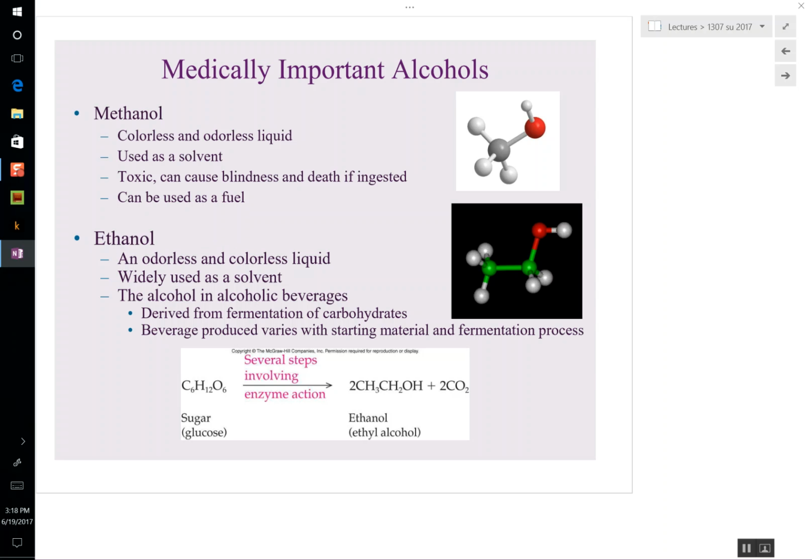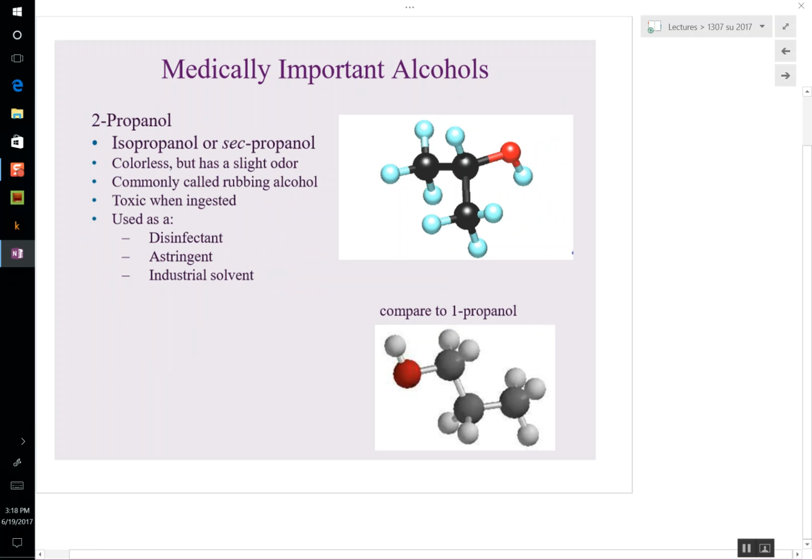We act like it's not toxic like methanol. Well, I wouldn't quite say that. If you looked at things where alcohol is a risk factor for various kinds of cancers, it's there as a risk factor. So although we do drink it, it has its side effects and toxic nature. 2-propanol, isopropyl alcohol, a secondary alcohol, is a disinfectant, astringent, and industrial solvent.